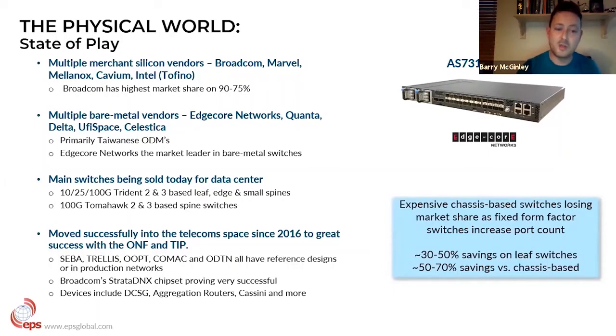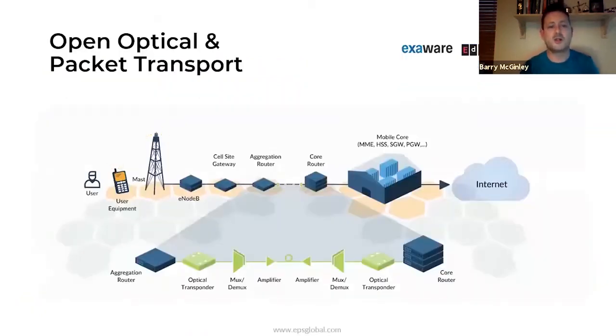And that's allowed us to build completely new devices. So the cell site gateway, cell site router, aggregation routers, open packet transponders, that's the Cassini. And I'm just actually going to look at one of the projects now within TIP. So this is in the backhaul section of TIP, and this is the open optical.